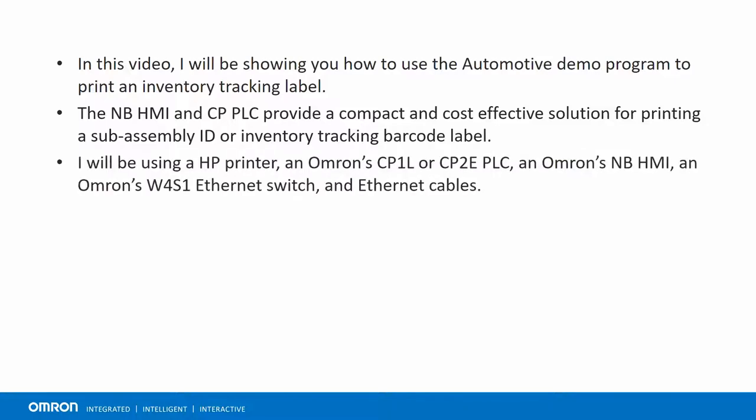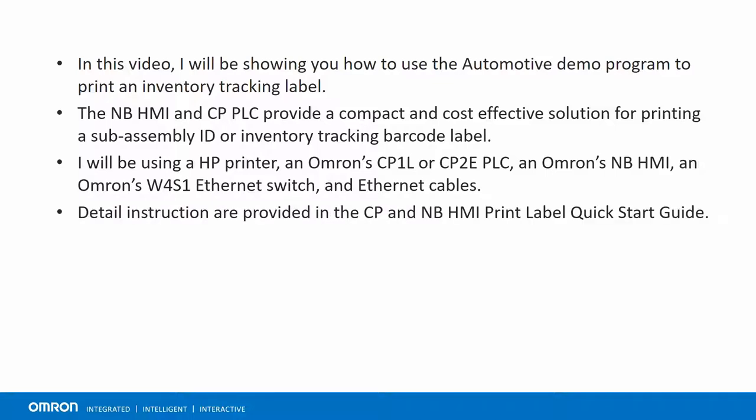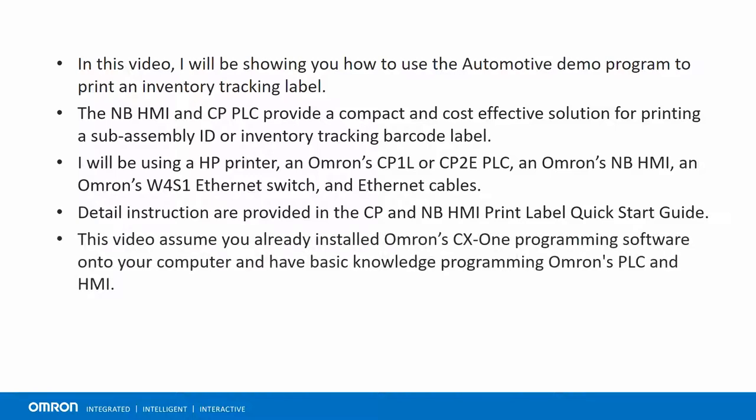I'll be using an HP printer, an Omron CP1L or CP2E PLC, a NB HMI, a W4S1 Ethernet switch, and Ethernet cables. Detailed instructions are provided in the CP and NB HMI print label quick start guide. This video assumes you already installed Omron CX1 programming software onto your computer and have basic knowledge programming Omron PLC and HMI.